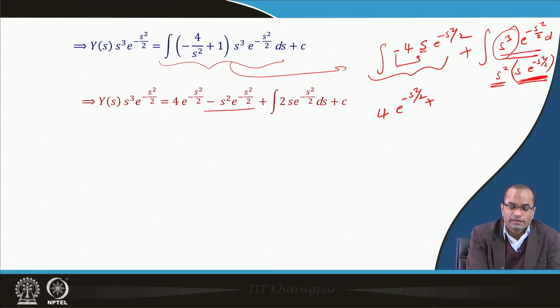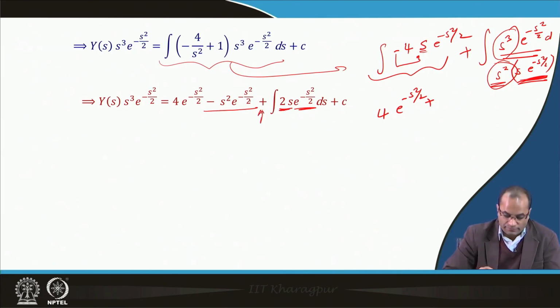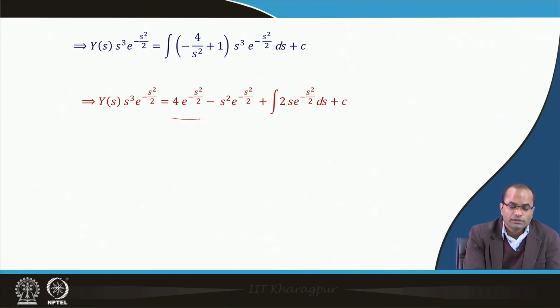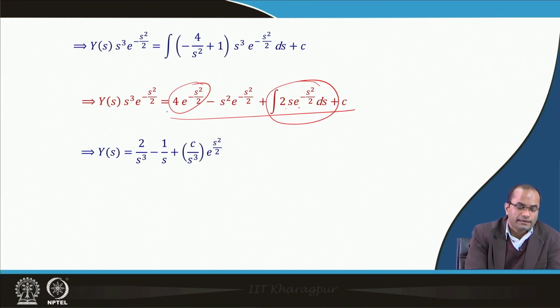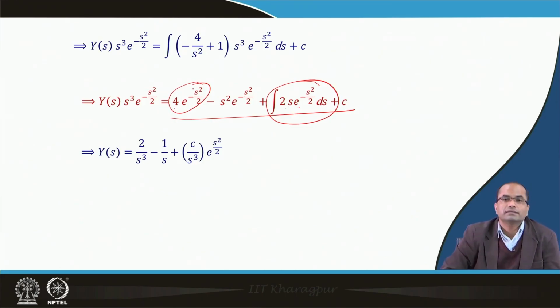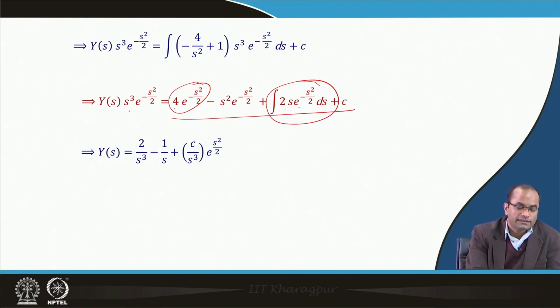So, minus s square e power minus s square, the derivative of s square will be 2 s, and again the derivative of e power minus s square by 2 with this minus sign. So, it has become plus and then we have c. So, here we can integrate again this and this is again minus e power minus s square by 2 with the 2, here it was with 4. So, the 4 will remain and then the 4 and then minus 2. So, this will be like 2 e power minus s square by 2 and then we can divide by this.